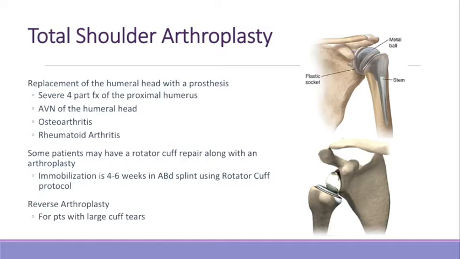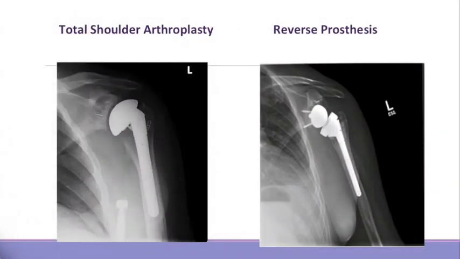During a reverse arthroplasty, the humeral component is placed in the glenoid socket, and the glenoid component is placed on the proximal humerus. When this is done, to power and position the arm, the person will now be relying on the deltoid muscle as opposed to the rotator cuff muscles.